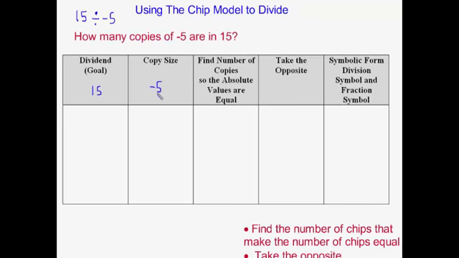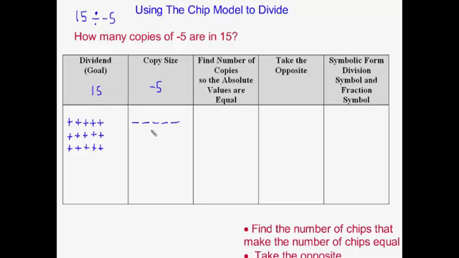I'll start by looking at my copy size. My copy size is 5, but it's negative 5, so I would use 5 negative chips. So I'm going to use the idea that I'm dividing by 5 to tell me that when I write my 15 positive chips, I'm going to organize them in rows of 5, but they are indeed positive, so I'd have my first row of 5 positive chips, there's 5, and then if I had another row of 5 positive chips, 6, 7, 8, 9, 10, and finally a third row would give me 11, 12, 13, 14, 15.